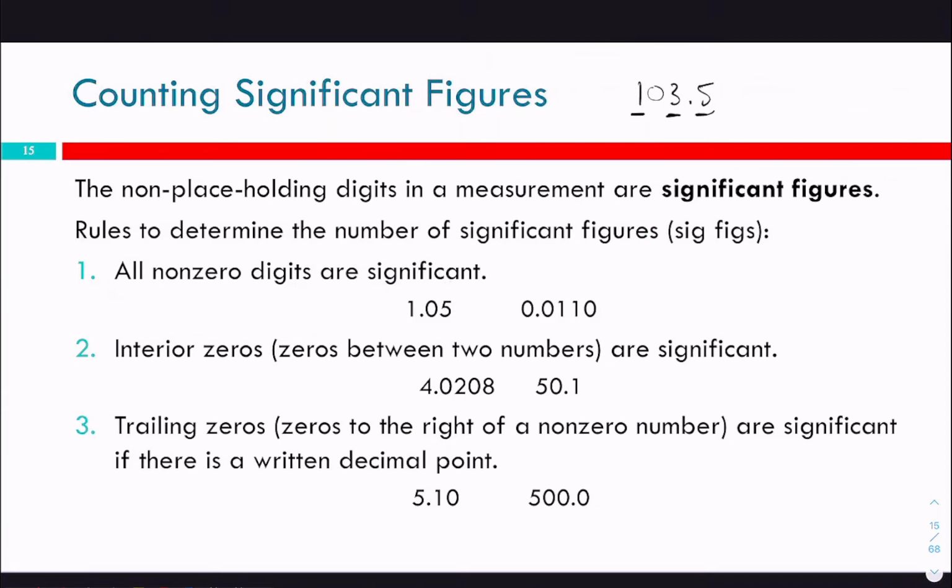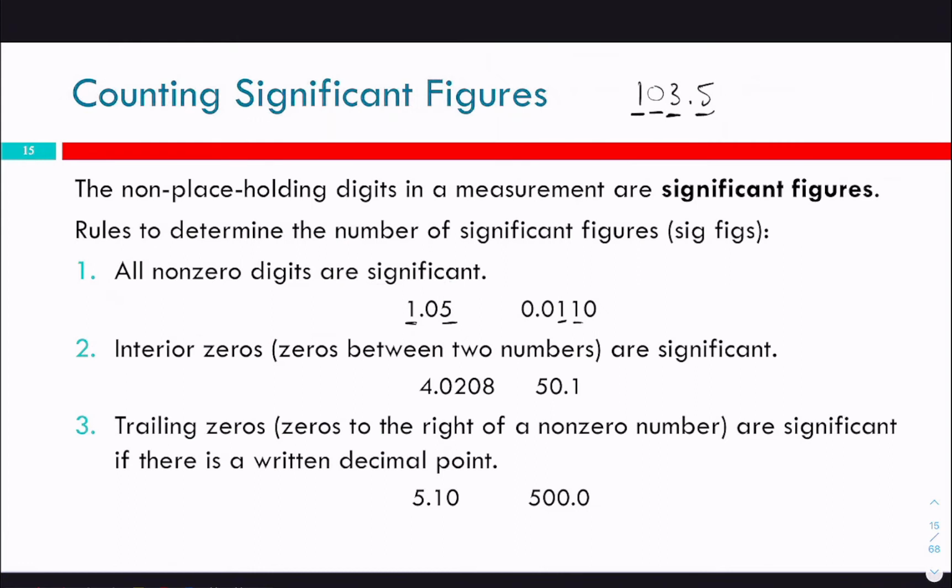If we look at this first example here, 1 and 5 are significant. And then these 2 1s are also significant. That doesn't mean those are all of the significant digits. We've only done one rule. But the second rule, if you're reading ahead, interior zeros. So if you have a 0 that is in between 2 numbers that are not 0, sandwiched, that's going to be significant. So looking up at our 103.5, this is an interior 0. So that is also significant.